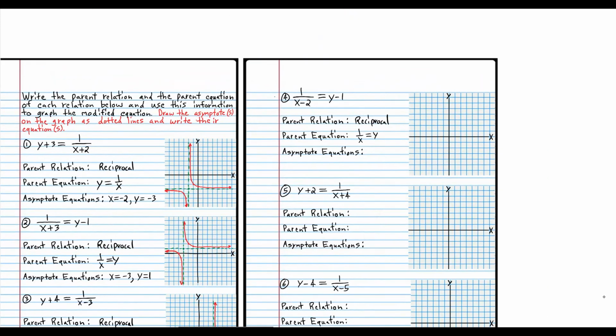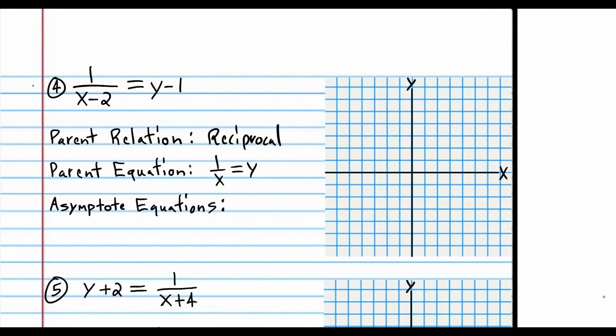All right, we're back. So we're going to start at the origin, and we're going to go 2 units to the right and then 1 unit up, because we're subtracting 2 from x, so move 2 units to the right, and we're subtracting 1 from y, so move 1 unit up. We're then going to make dotted lines, vertical and horizontal, through that point, and those are your asymptotes.